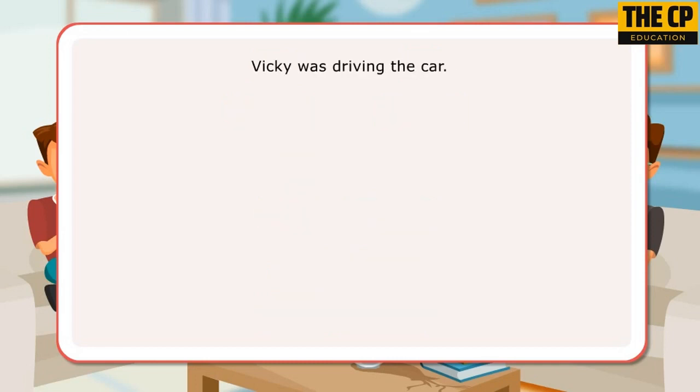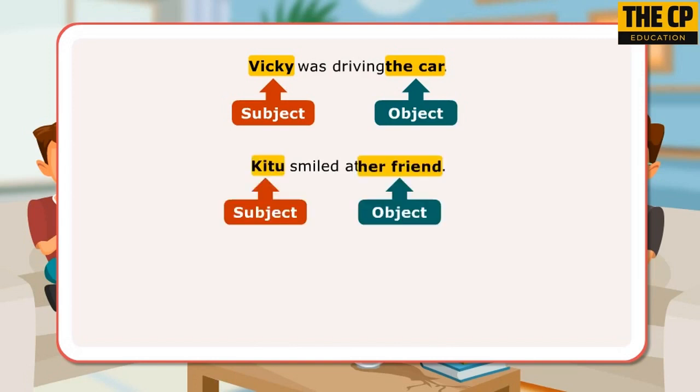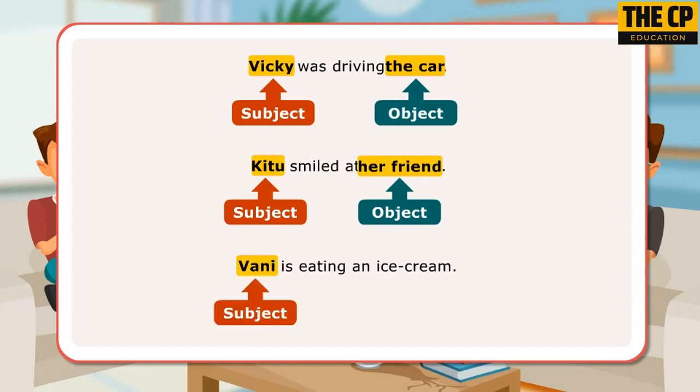Here are some more examples of subject and object. Vicky was driving the car. Subject, Vicky. Object, the car. Kittu smiled at her friend. Subject, Kittu. Her friend, object. Vani is eating an ice cream. Subject, Vani. Object, an ice cream.